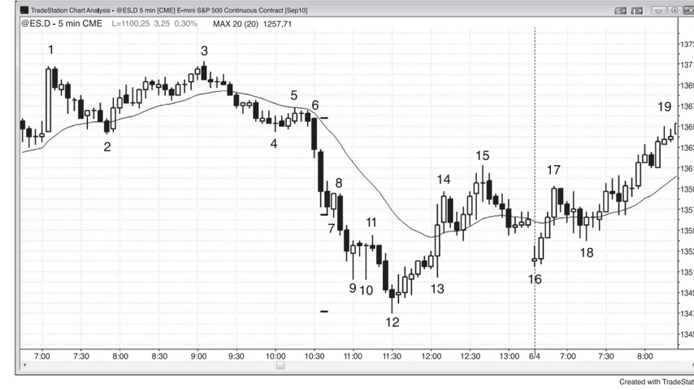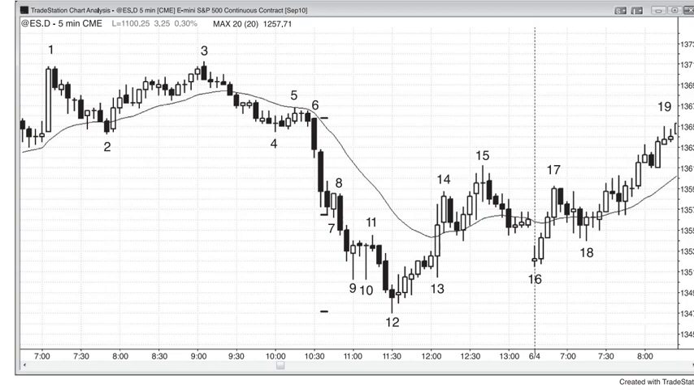Bars 9 and 10 formed a small double bottom and bar 11 was the entry bar for the long, but a doji is not a good signal bar for a counter-trend trade against a strong trend. There were no prior bull pullbacks in the sharp sell-off, and since the first pullback in a strong trend usually fails, smart traders expected this bottom to fail. They placed sell stop orders to go short exactly where the losing longs would sell out of their positions, which was 1 tick below bar 11.